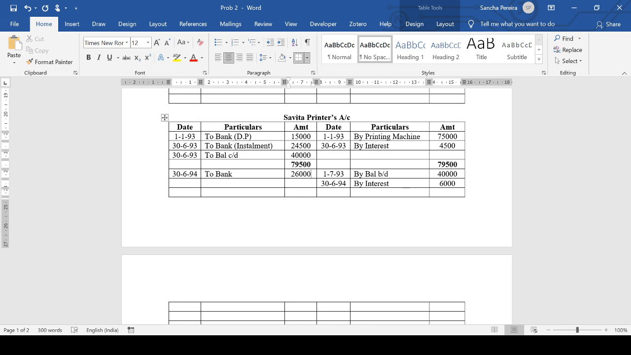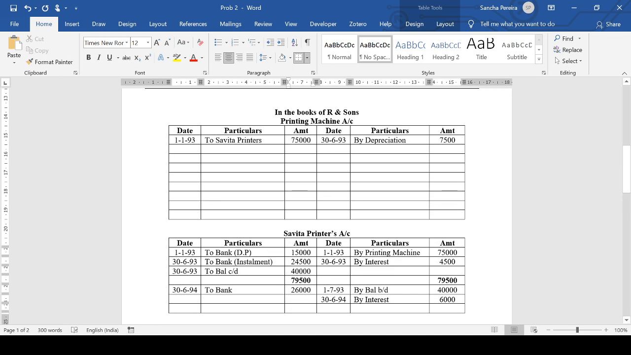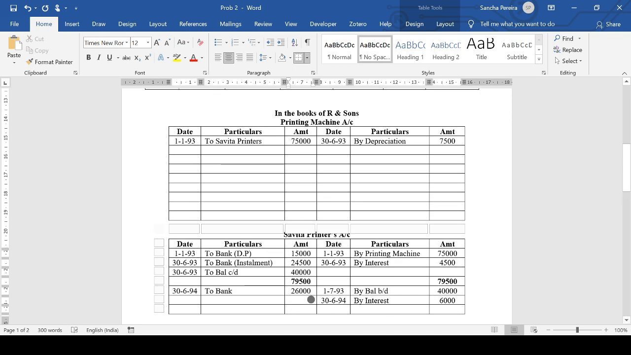Okay. Then we pass the entry for the depreciation. Depreciation account debit to printing machine. Sorry, I just made a small mistake. I forgot to close this account. Okay, we need to close this account as well. I'm sorry. So let's close this account. Really sorry for that.